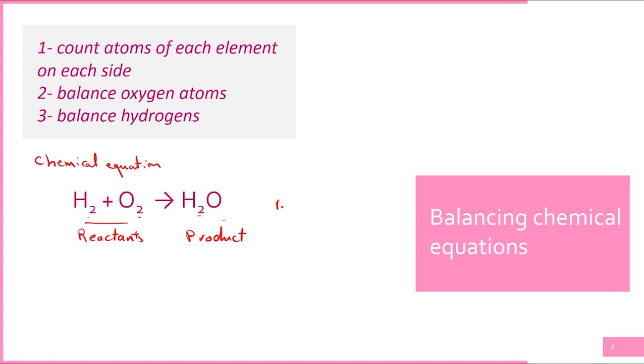Sometimes the chemical equation is not balanced. The number of atoms of each element on the reactant side is not equal to the product side. This is when we need to balance the chemical equations.